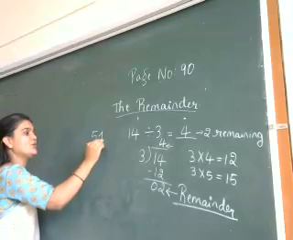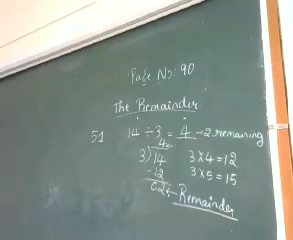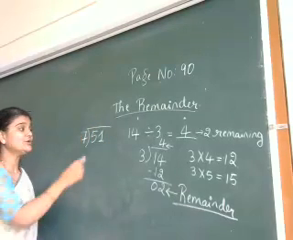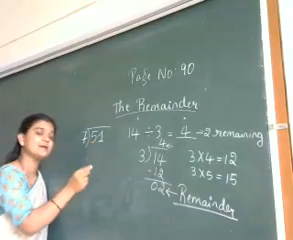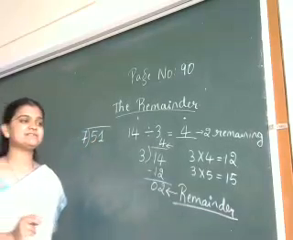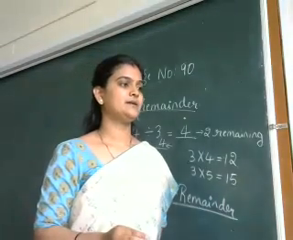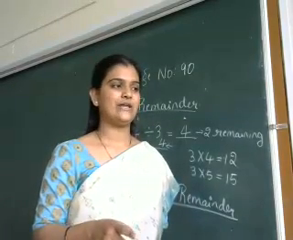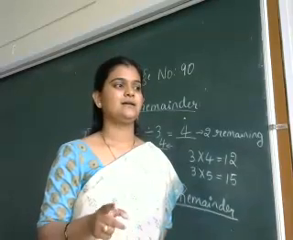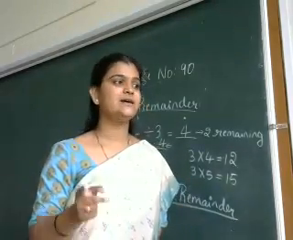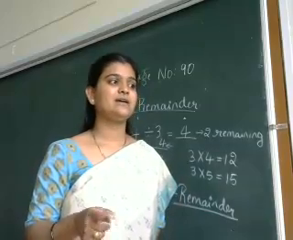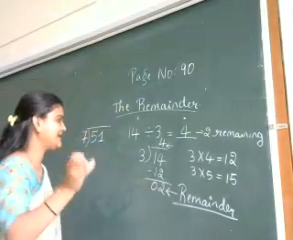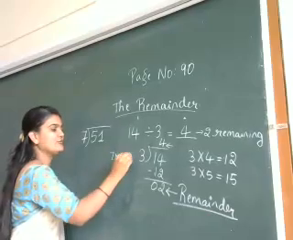See here, 51. Okay? If 51 is a number and you have to divide it by 7, what will you do? You will go to the nearer number in 7's table. Tell the children 7's table, everyone. 14. 7 4s are 28. 7 5s are 35. 7 6s are 42, 7 7s are 49.